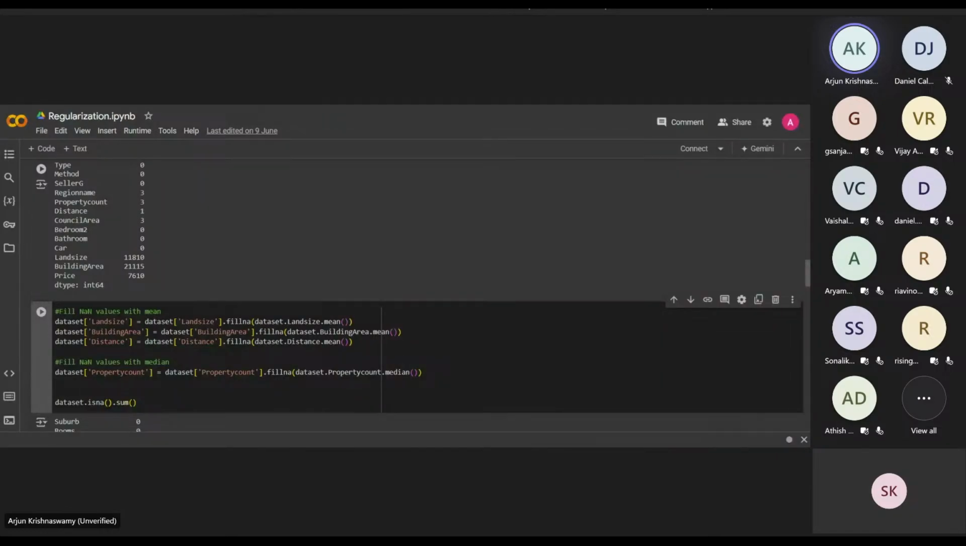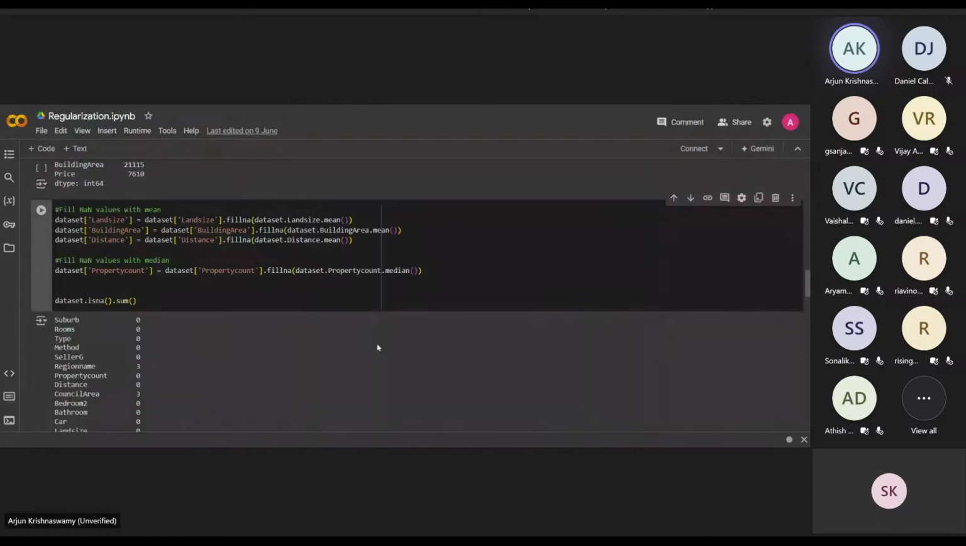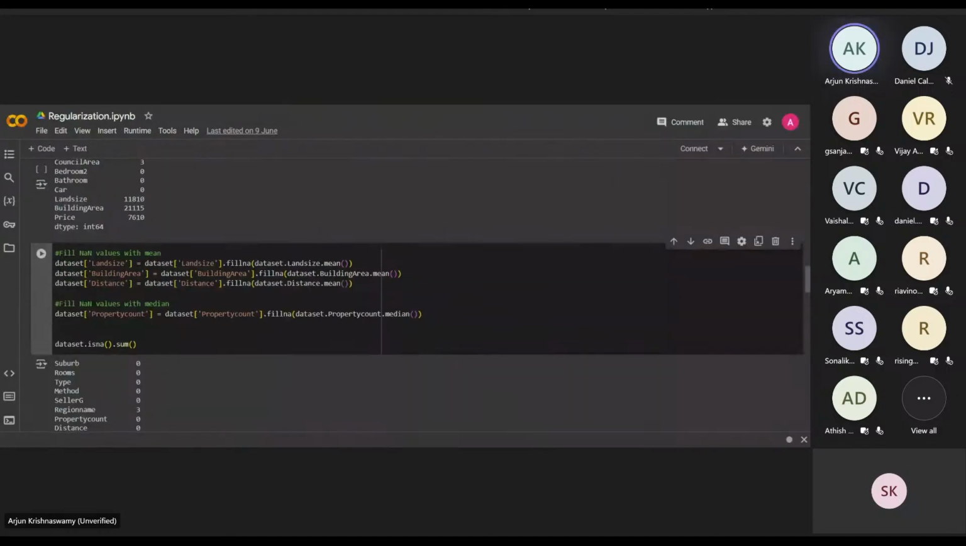So there are many functions provided by NumPy and Pandas. Right now, many of them might be new. As and when you build more models and you work with data, you'll get used to some of these. You don't have to memorize it. You can always refer to the Pandas and NumPy documentation. So we fill land size, building area, distance with the mean.